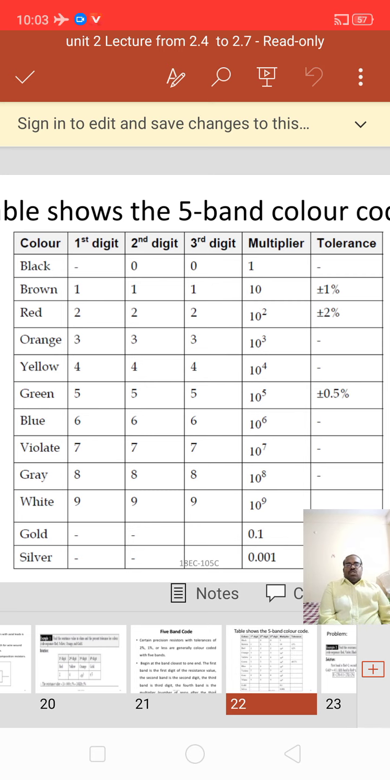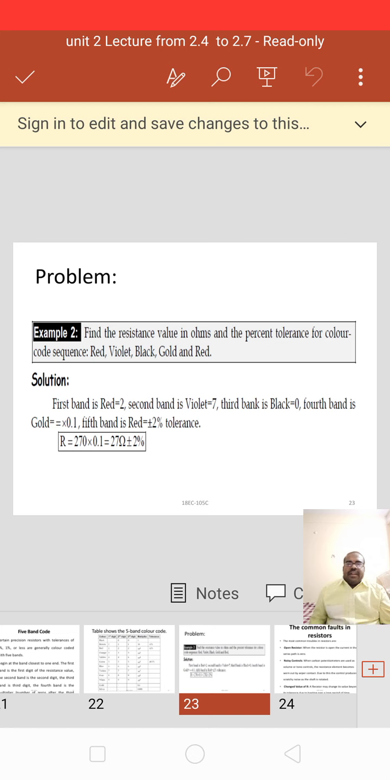Gold: 0.1. Next, silver: 0.001 multiplier. These are the 5 band color code technique. Table showing the 5 band color code technique.